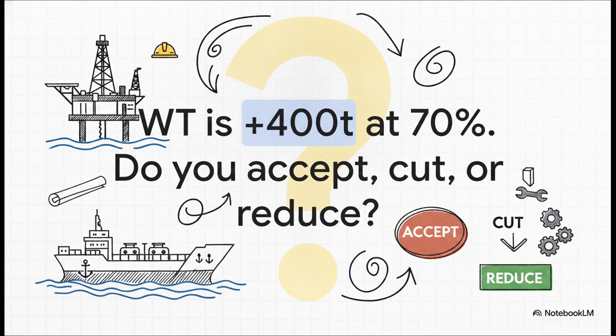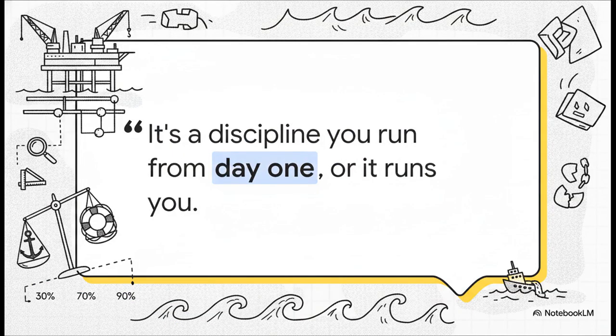Let's put this into a real-world scenario. Imagine you're sitting in the project manager's chair. Your latest weight report hits your desk and shows that your lightweight is 400 tons overweight, and you are already at 70% design maturity. Decision time. Which painful button do you press? Do you just accept it and hope for the best? Do you quietly cut the variable design load allowance, robbing your operations team? Or do you run reduction proposals? Well, you have to run reduction proposals.